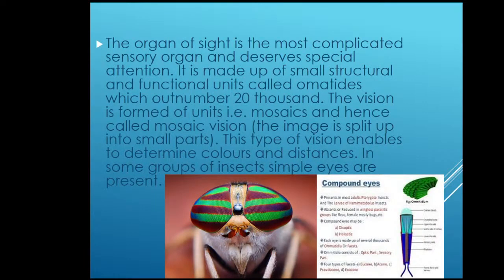The eyes of Insecta can be simple and compound. Today we will tell about parasitic Insecta. In some parasitic Insecta, the body becomes simpler, and most parasitic Insecta have simple eyes, but most Insecta have complex compound eyes, which provide mosaic vision. This type of vision enables them to determine colors and distances. But for some parasitic insects, simple eyes are characteristic.